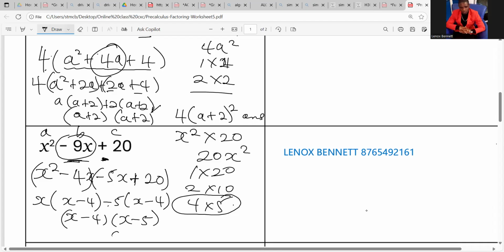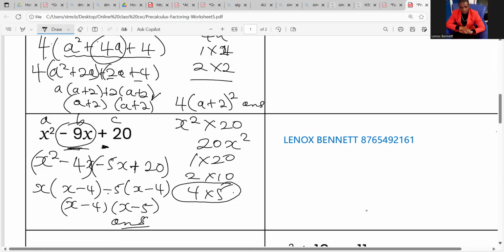This always comes in school challenge quizzes. I like to give the students this to factorize. So if you're part of a quiz team, that's definitely for you.